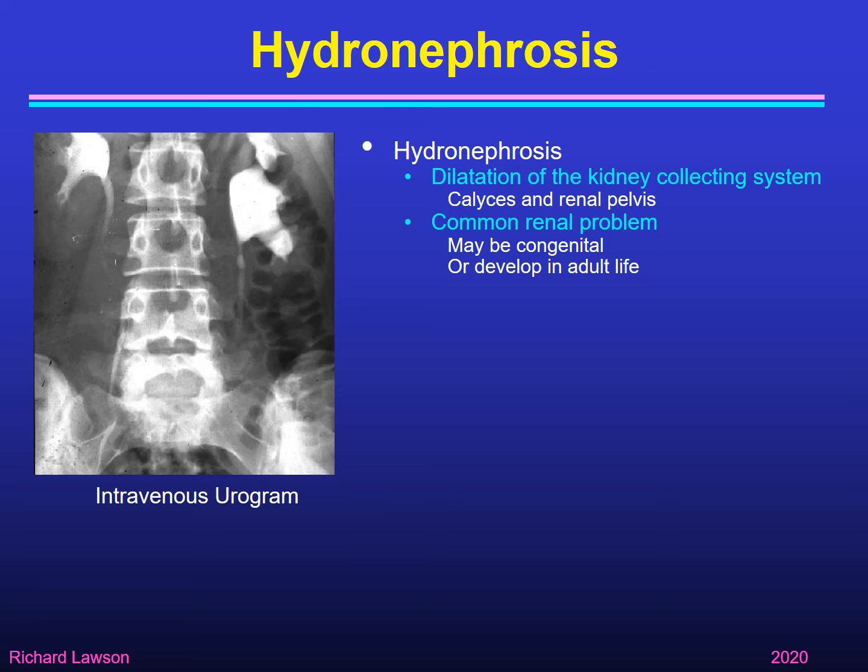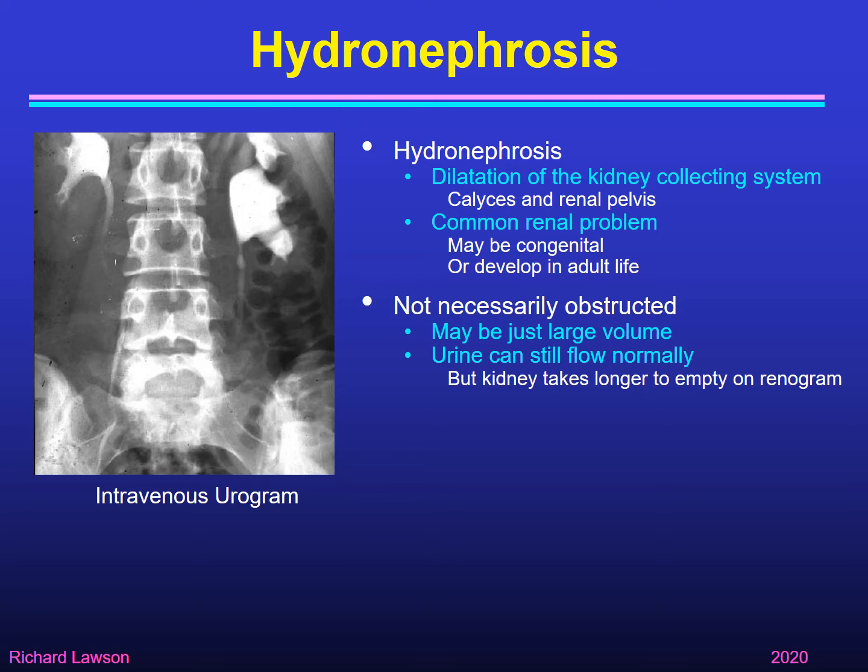It's a common renal problem. It may be congenital in children from birth, or it may develop later in adult life. But it's not necessarily obstructed in the sense that urine can still pass through. It may just be a rather large volume renal pelvis, so urine can still flow normally through it, but it just takes longer to empty because there's a large volume in the renal pelvis, and that could be why the renogram curve takes a long time to empty.